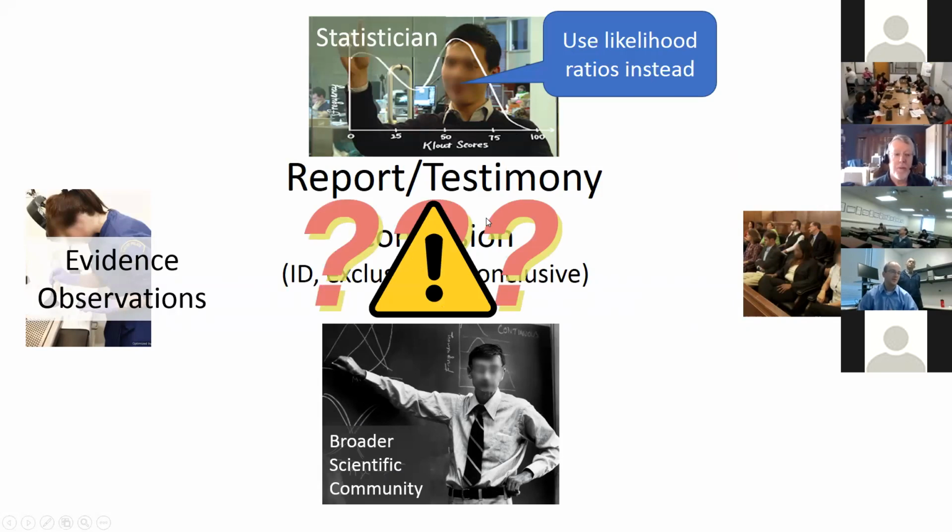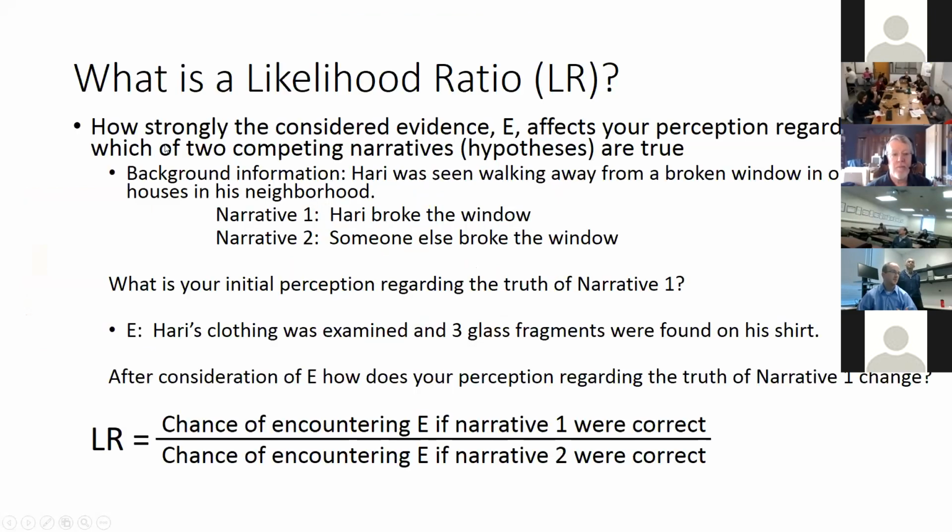So just very briefly, we'd go over a reminder of what a likelihood ratio is. It's an effort to characterize how strongly the considered evidence, let's call that E, affects one's perception regarding which of two competing narratives or hypotheses are true. So just as a cartoon illustration, suppose we have a background information that Hari was seen walking away from a broken window in one of the houses in his neighborhood, and we're considering two potential narratives, the first being that Hari broke the window, or the second narrative being that someone else broke the window.